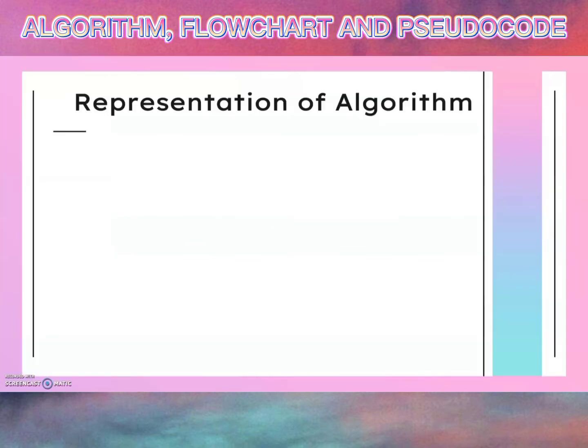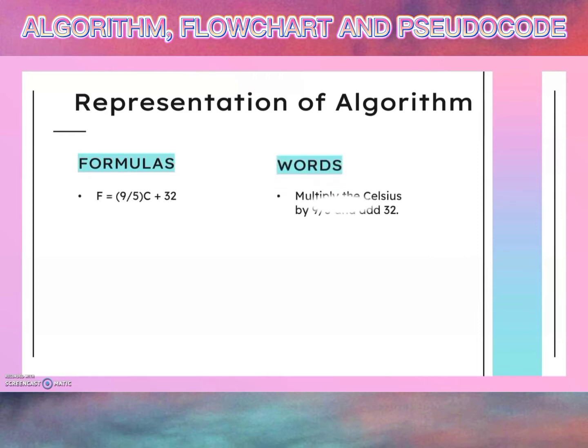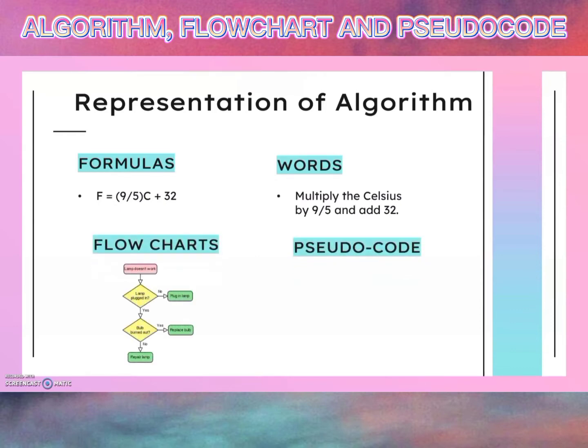Next, a representation of algorithm. A single algorithm can be represented in many ways, such as formulas, words, flowcharts, and lastly is pseudocode. Now, we go through the flowchart.